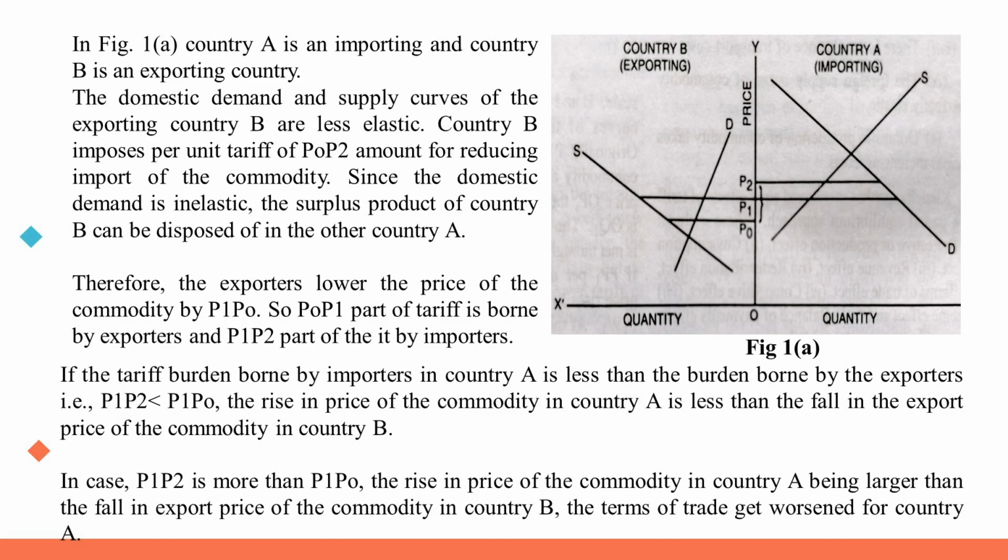In case P1 P2 is more than P1 P0, the rise in price of the commodity in country A being larger than the falling export price of the commodity in country B, the terms of trade get worsened for country A. It can happen when the elasticities of the demand and supply for country A are greater than country B.